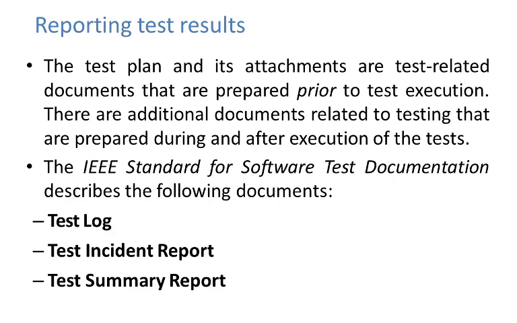Software test documentation describes the following documents: first is the test log, second is the test incident report, and third is the test summary report. These are the major documents for reporting the test result. Let's describe each of them, starting with the test log.